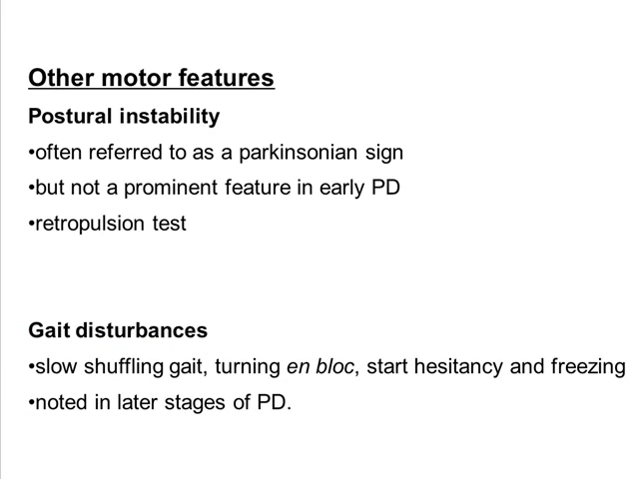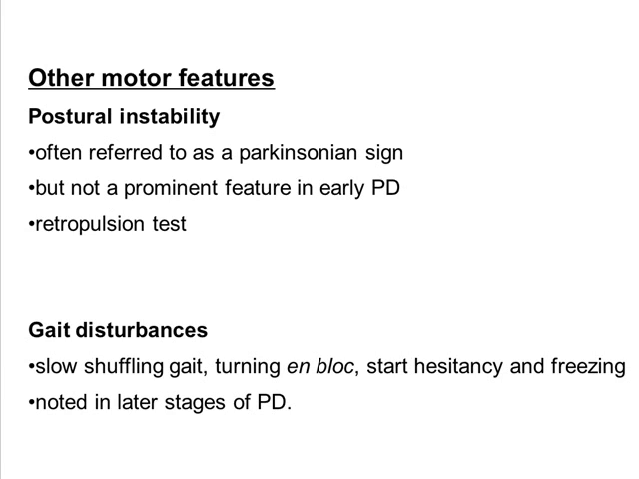Sometimes postural instability is mentioned as part of the Parkinsonian signs, but just to note that it's not a prominent feature in early Parkinson's disease. And you can test this by asking the patient to stand with his feet apart. Tell him to steady himself, that you're going to tug him over the shoulders backwards, and that he can take a step backwards in case he feels like he's about to fall. So you just go like this, 1, 2, 3, and pull him and see whether he can right himself properly.